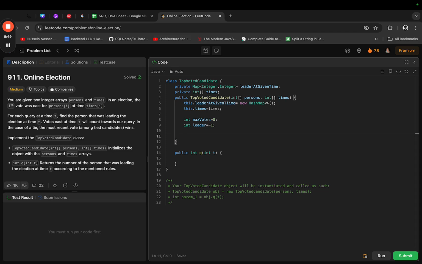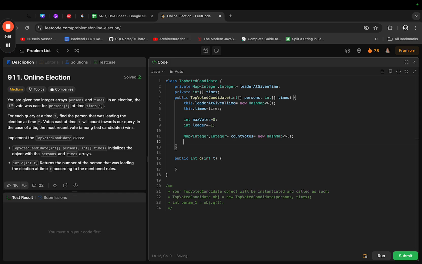Then we have to declare a map of integer comma integer, count votes, equal to new HashMap, right? So why I declare the count votes is nothing but at a particular time, how many votes are cast to which particular person. I have to know that, right? So that is the reason I'm taking that.